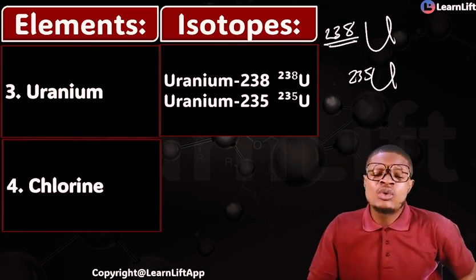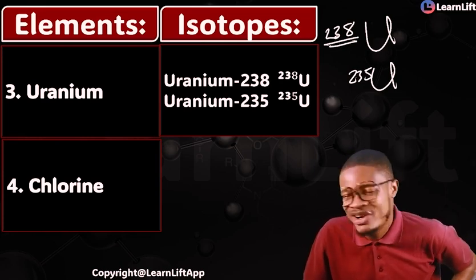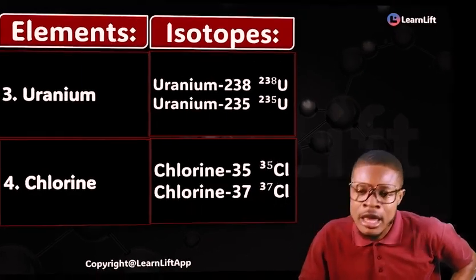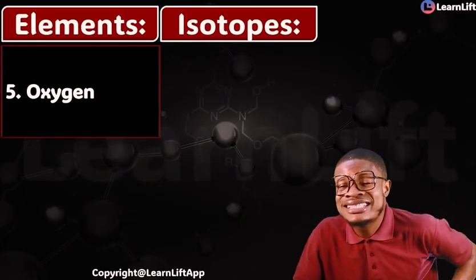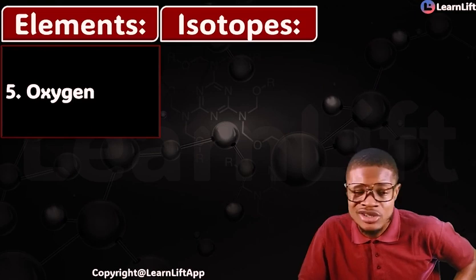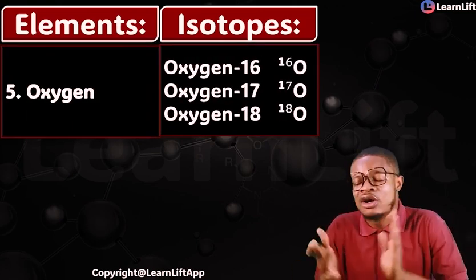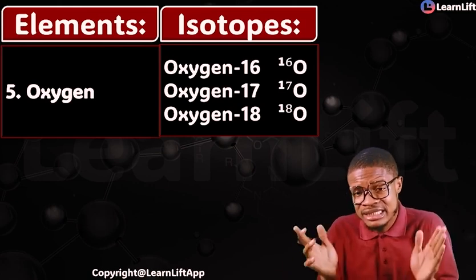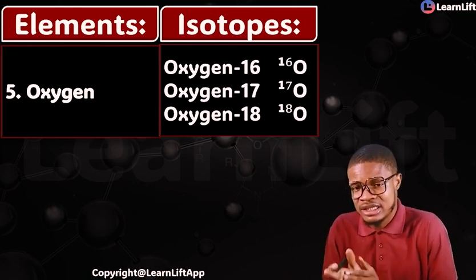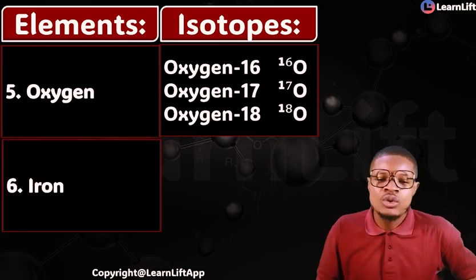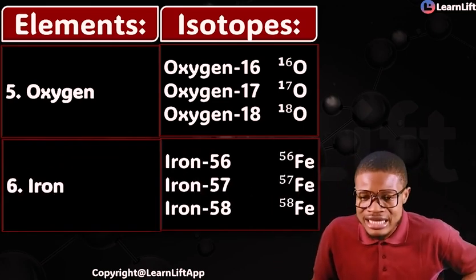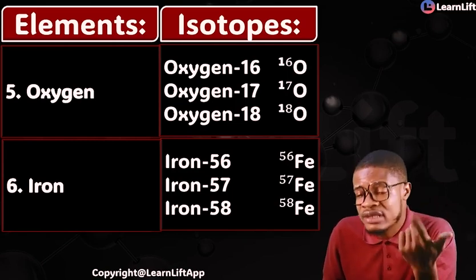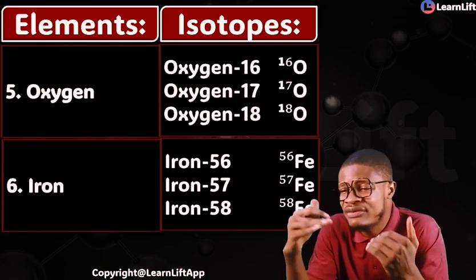And then we also have your chlorine. Of course, you already know for chlorine, chlorine is 2. Chlorine 35 and chlorine 37. And then we also have oxygen. What is it for oxygen? Oxygen 16, oxygen 17, oxygen 18. Very easy. That's oxygen. And then we also have your iron. Which one is iron? Iron 56, iron 57, iron 58. All of these are the various isotopes that we have.